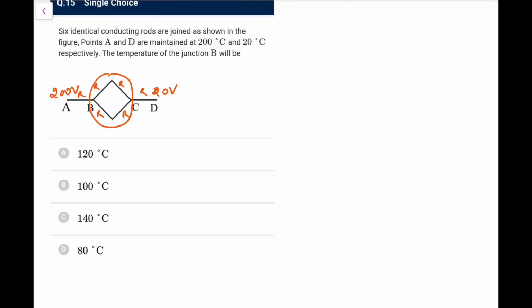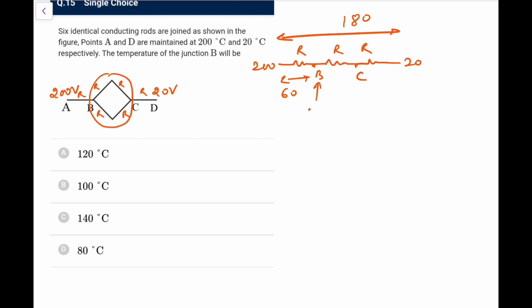So what we'll have now, this is R, this will also be R, and this will also be R. This is 200, this is 20, this is B, this is C, so drop would be equal. Total drop you know is 180, so drop across 1 would be 60, so it would be 140, and this would be again drop of 60, that would be 80. So you are asked for B, would be 140 degrees Celsius. No issues in that, that's an easy one for you.